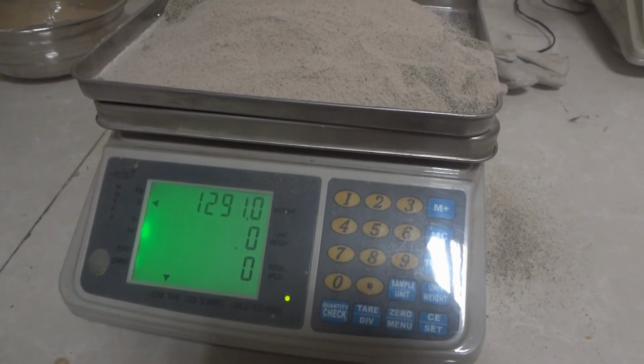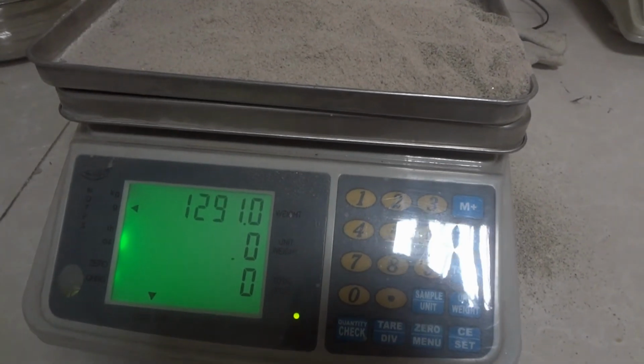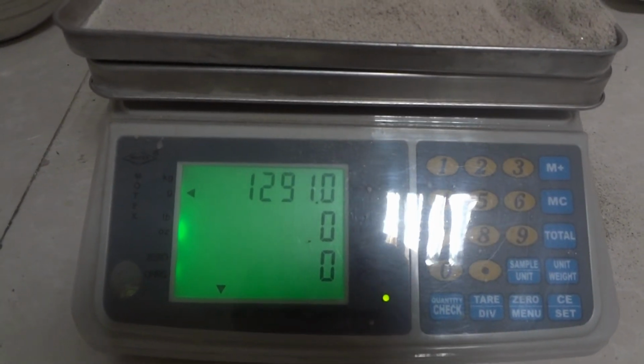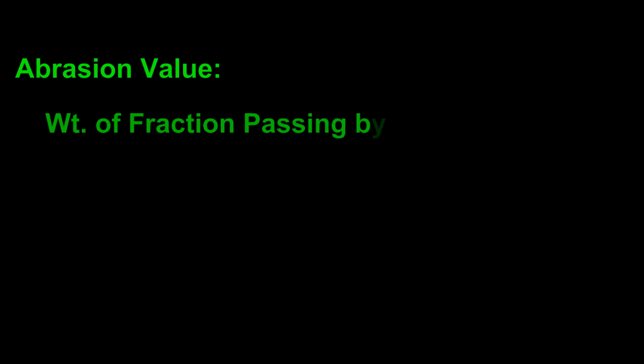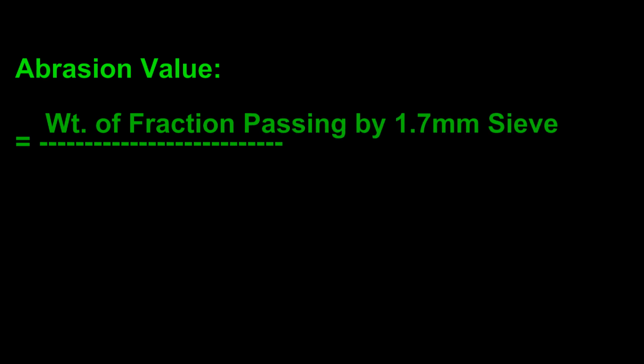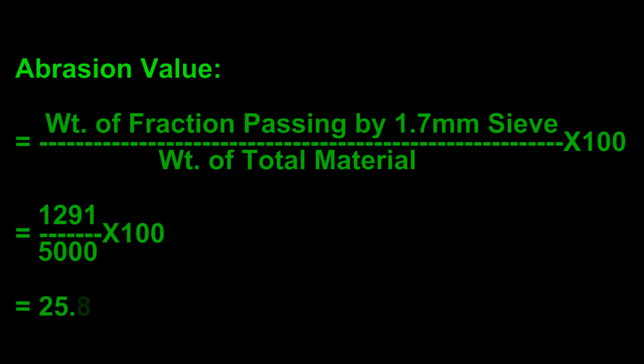Weight of fraction passing is 1291 grams. Abrasion value is the weight of fraction passing the 1.7 mm sieve divided by the weight of total material, multiplied by 100, which is equal to 1291 divided by 5000 into 100, which is equal to 25.8%.